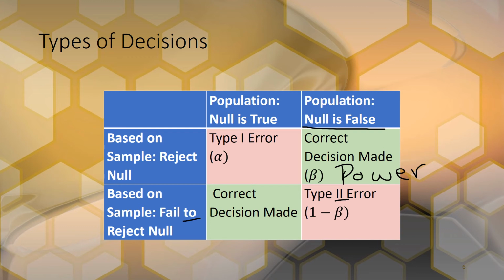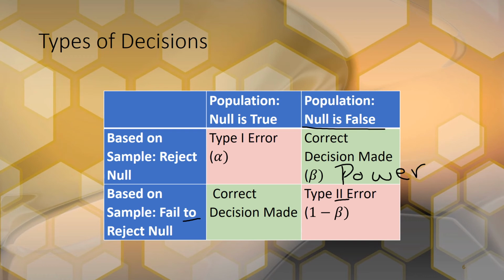We want to have a lot of power, which means if there is a significant finding out there, if our research hypothesis is really true, then if we have high power, we have a high probability of rejecting our null and supporting our research hypothesis, which is really what we're trying to do as a researcher. We want to support our research hypothesis. But two things have to happen for that to happen. One, the null really has to be false, meaning that our research hypothesis is true. And two, we have to have a lot of power.